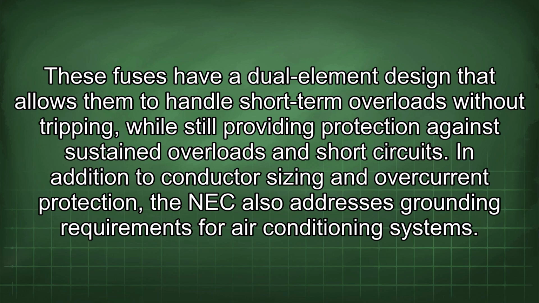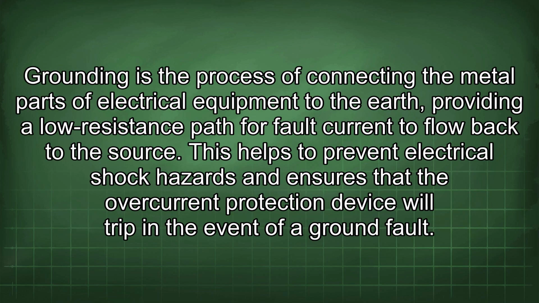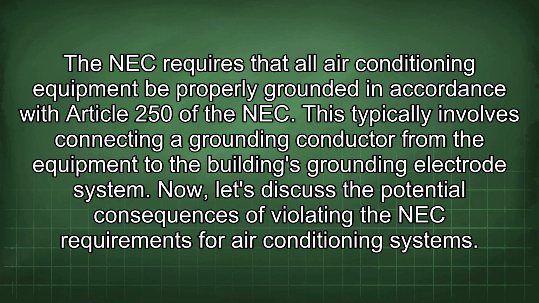In addition to conductor sizing and overcurrent protection, the NEC also addresses grounding requirements for air conditioning systems. Grounding is the process of connecting the metal parts of electrical equipment to the earth, providing a low resistance path for fault current to flow back to the source. This helps to prevent electrical shock hazards and ensures that the overcurrent protection device will trip in the event of a ground fault. The NEC requires that all air conditioning equipment be properly grounded in accordance with Article 250 of the NEC. This typically involves connecting a grounding conductor from the equipment to the building's grounding electrode system.